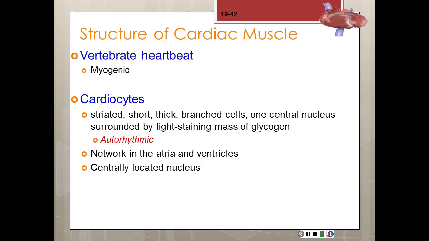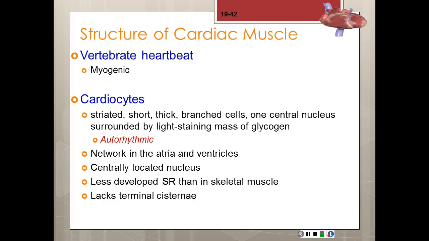The sarcoplasmic reticulum is less developed than in the skeletal muscle, and it lacks terminal cisternae. And when it pertains to the SR, the sarcoplasmic reticulum, it does not have foot-like sacs associated with the T tubules, which are much larger than in the skeletal cells.